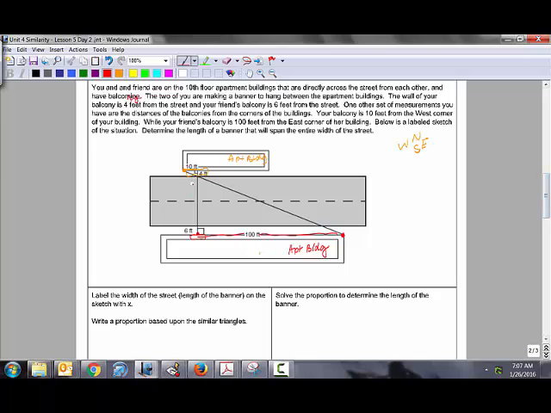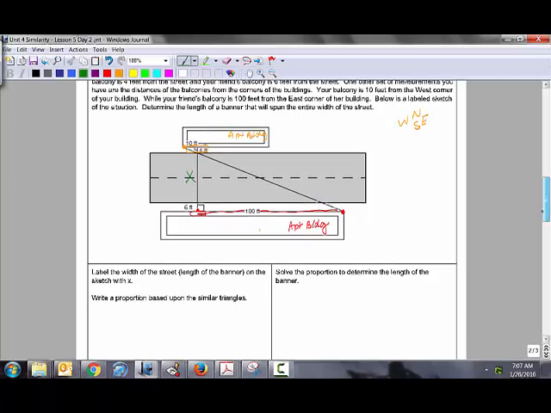And so we put X on that segment length. Now we're going to write our proportions based on our similar triangles. And again, I have this orange triangle, and then I have the red triangle. The length of the street is going to be part of the red triangle.